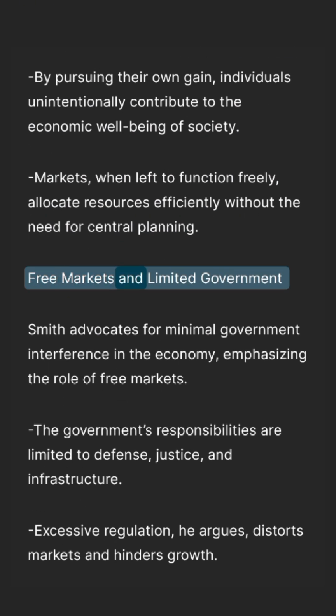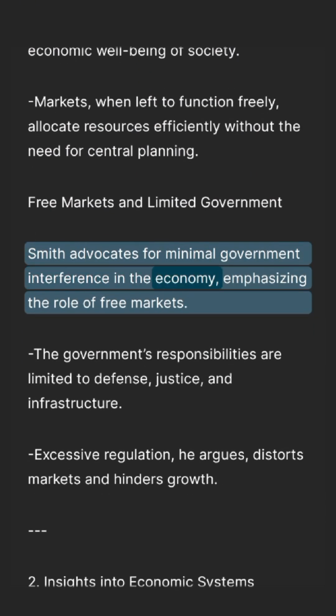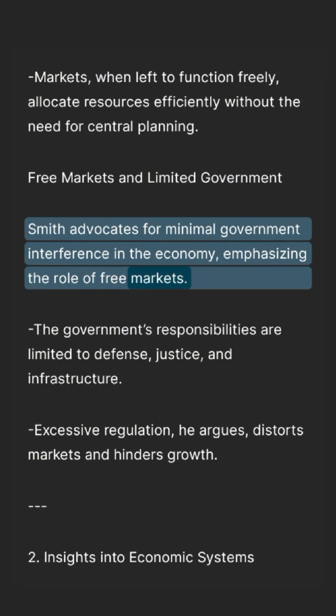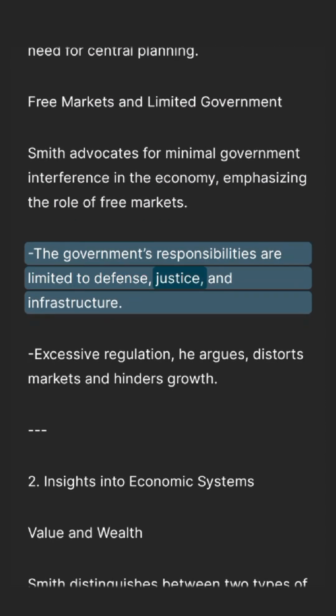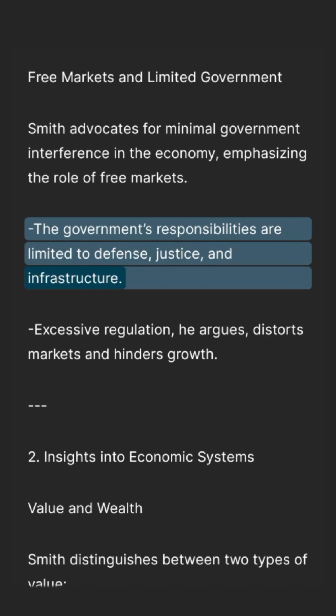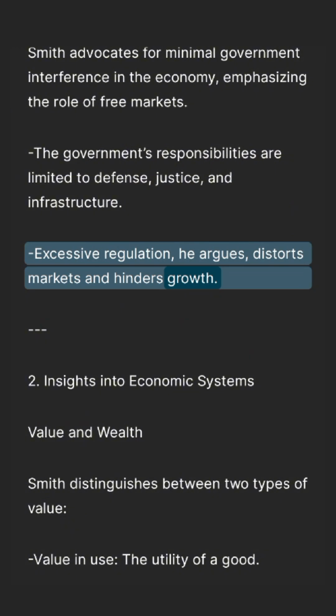Free markets and limited government. Smith advocates for minimal government interference in the economy, emphasizing the role of free markets. The government's responsibilities are limited to defense, justice, and infrastructure. Excessive regulation, he argues, distorts markets and hinders growth.